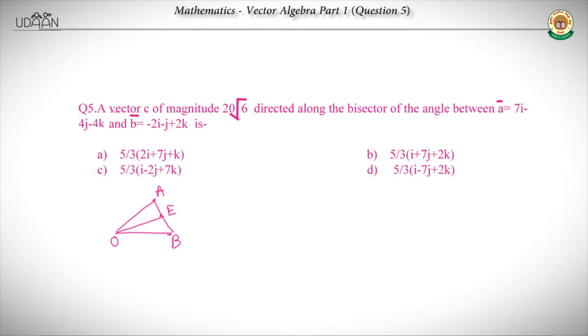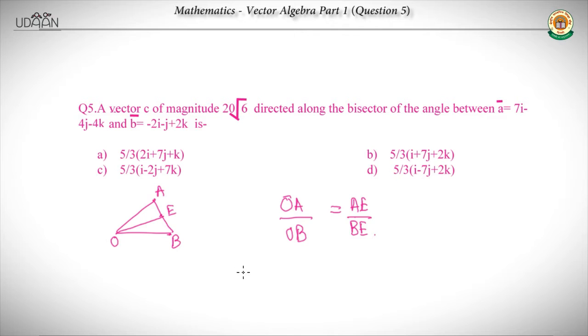So here we will consider a triangle AOB with O at the origin and A and B respectively at the A vector and B vector. Also consider a point E on the line AB such that OE is the angle bisector of AOB. Now here we will be using the angle bisector property which states that OA upon OB is equal to AE upon BE.